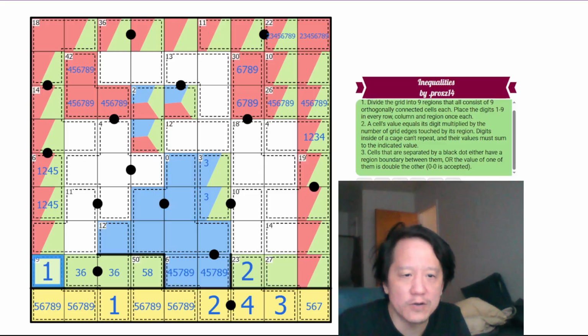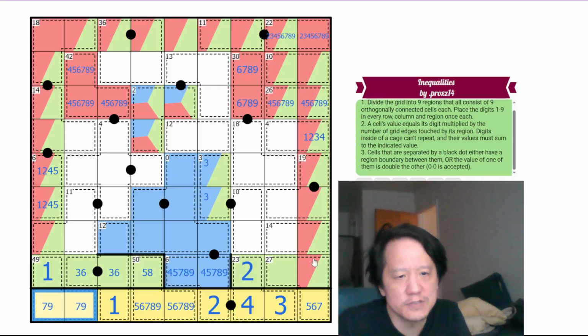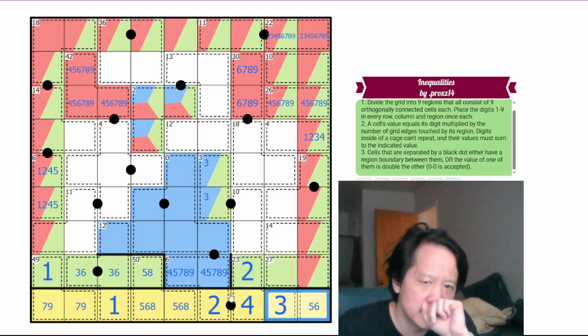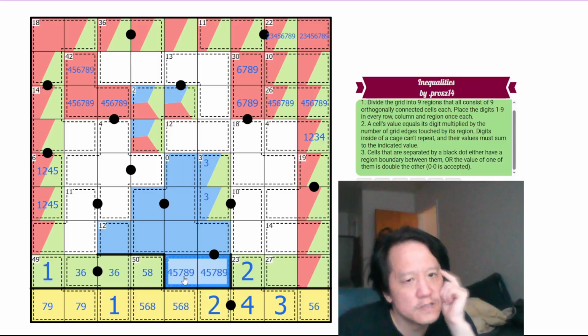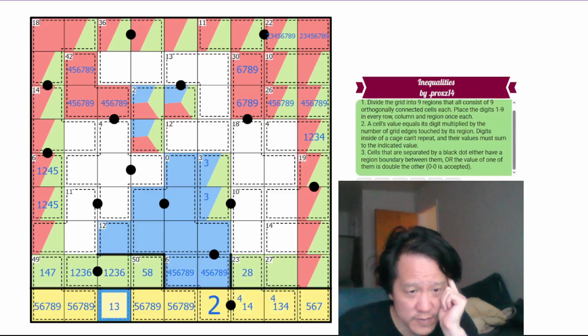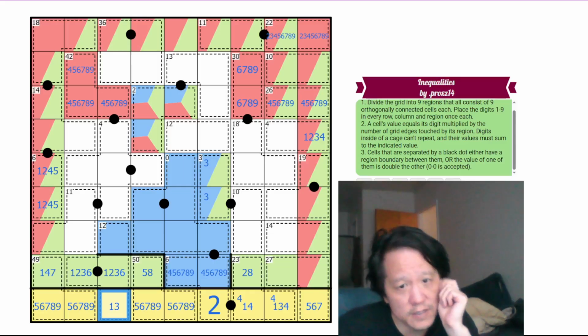If we have 1 here, this becomes 7, 9. 16 times 3 plus 1 is 49. No 7, 9 here. No 7 here, it's 5 or 6. Hmm. That doesn't seem to be very restrictive. That kind of sucks. Anyways.